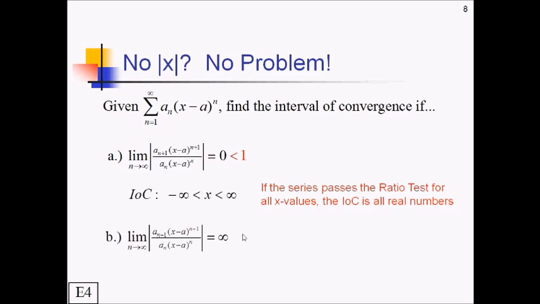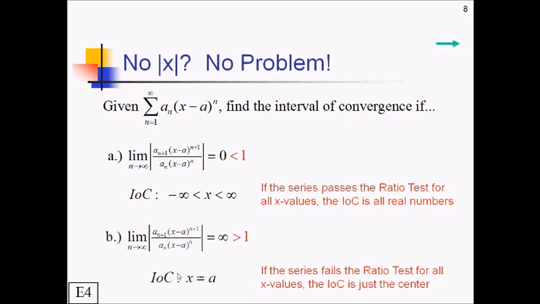For this next one, if you get infinity as a result, well, anything bigger than 1 is going to fail the ratio test. So this is a big fail right here. If the series fails the ratio test for all of the x values, that means your interval of convergence, it's not nothing, but it is just going to be the center. Remember, the center always converges for a series. So in this case, our interval of convergence would be whatever a is. So we could say x equals a is that one. The radius of convergence in this situation would then be 0, since you're going a distance of 0 out from the center.